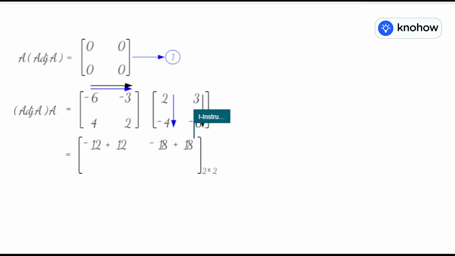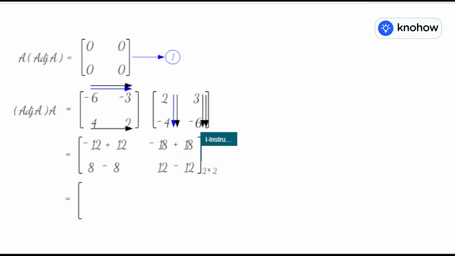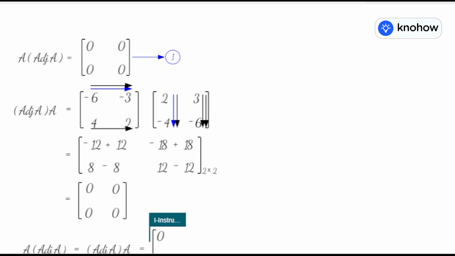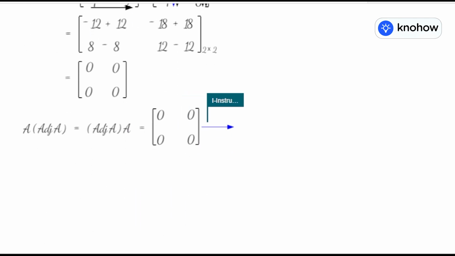And now take the second row with the first column, you get 8 minus 8, and repeat the process with the second column, you get 12 minus 12. So what do you find? That you get again a 0 matrix of second order, 0, 0, 0, 0. So at least we have verified that A into adjoint A equals adjoint A into A, and that is a 0 matrix, 0, 0, 0, 0. Call it second. What more do we have to prove?